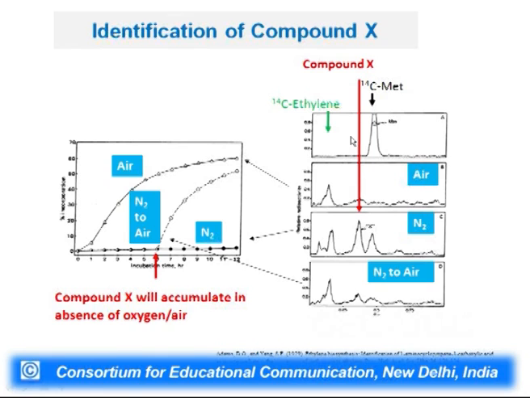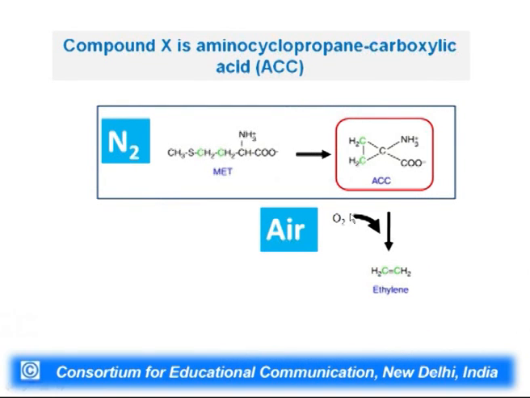So, what they did by GC was take one sample which was in air, one in nitrogen, and one from nitrogen to air, and look at this peak in the GC spectra. This peak was present only when it was kept in nitrogen. The moment it was transferred to air, this peak vanished, reduced. So, this is the peak which was compound X, quite a natural conclusion, and the compound X identified in this paper turned out to be something called aminocyclopropane carboxylic acid, or ACC.